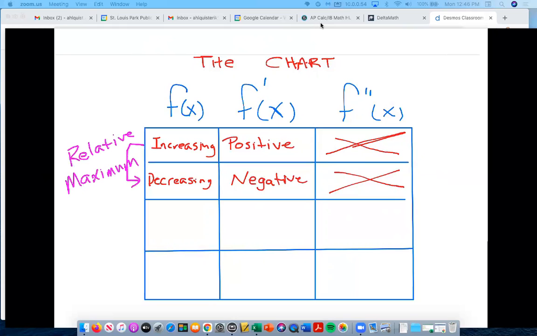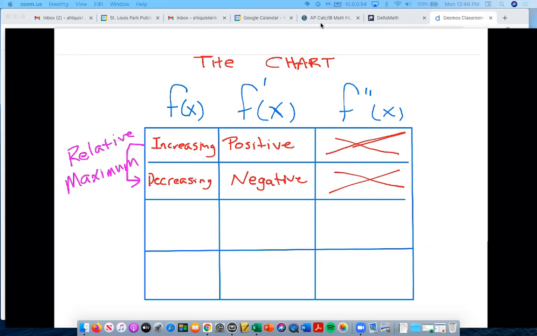Now, if you're like, I have no idea what a relative maximum is, that means you probably didn't look at the videos in the last 2 assignments, because we talked about them in there. So you maybe need to go back to that, but think of it as a peak or a hill in the graph.